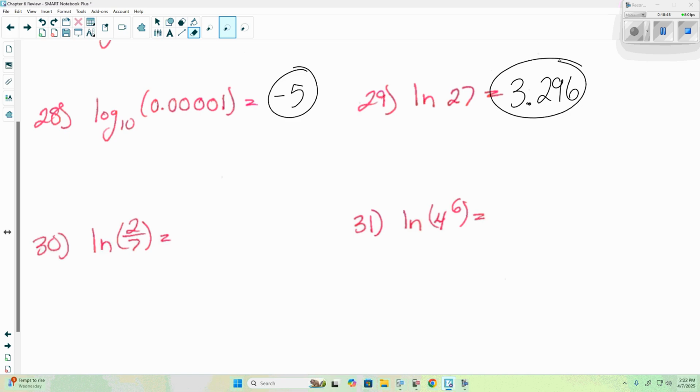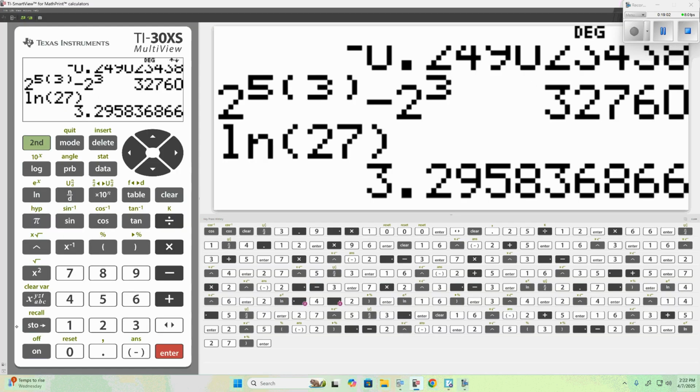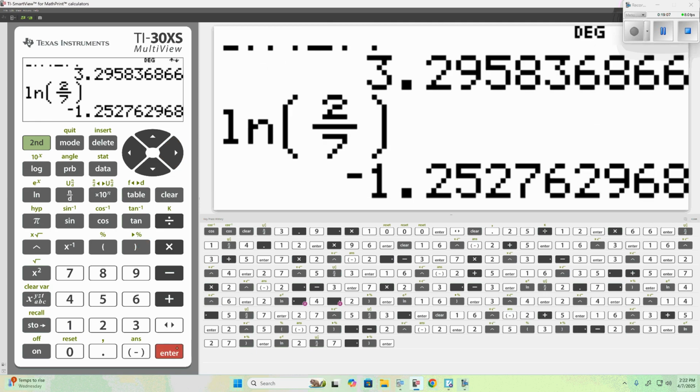If for some reason you're unsure on the rounding, give me the whole decimal. Questions on 29? We ready to look at 30? Natural log of 2/7 is negative 1.252762968, or negative 1.253.